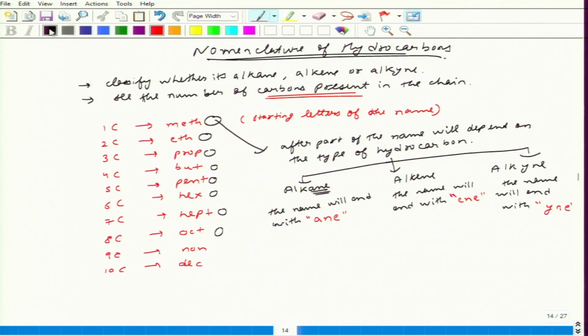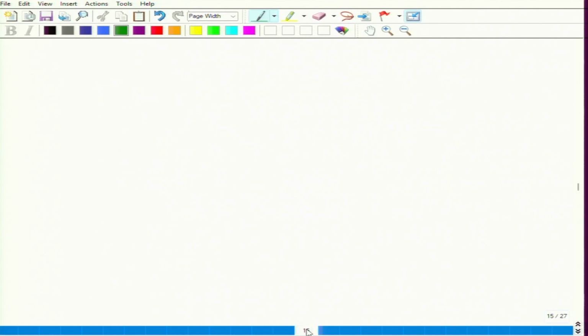It's not that difficult to understand, as the name already suggests what it will end with. So, let us form the series of the alkanes and alkynes. Starting with the first one, CH4. This is one carbon, right? So, one carbon means meth.